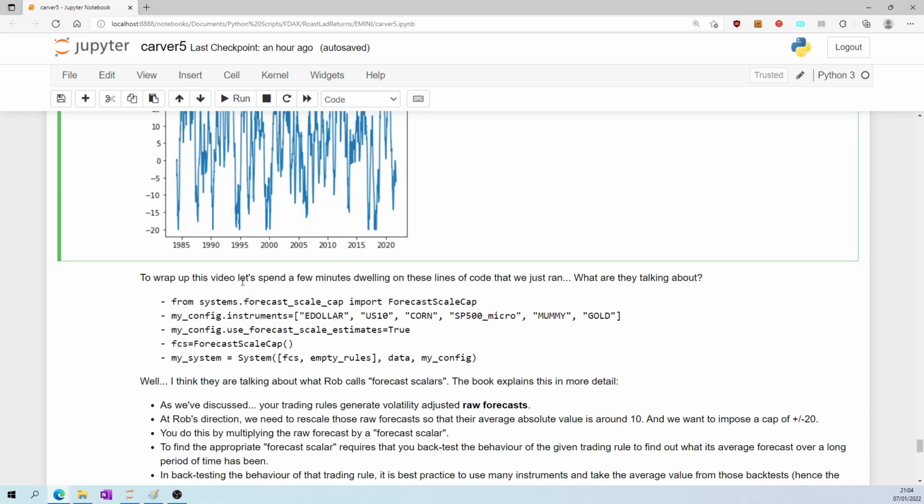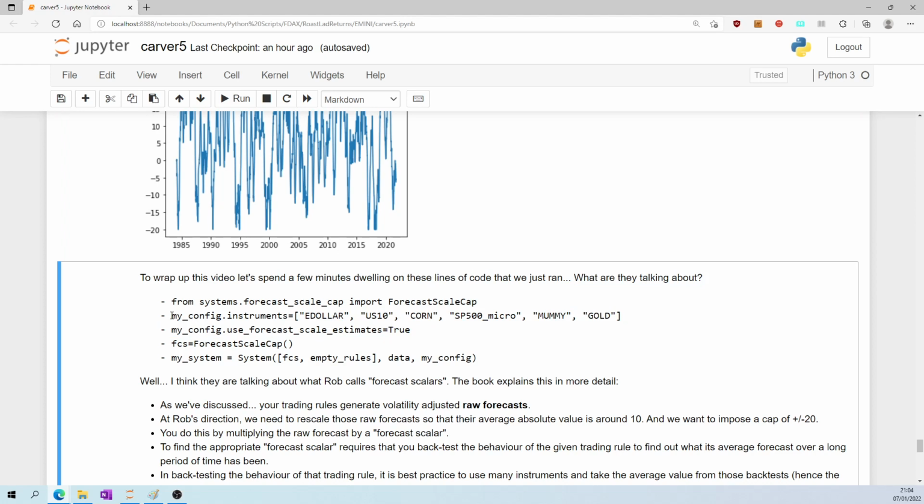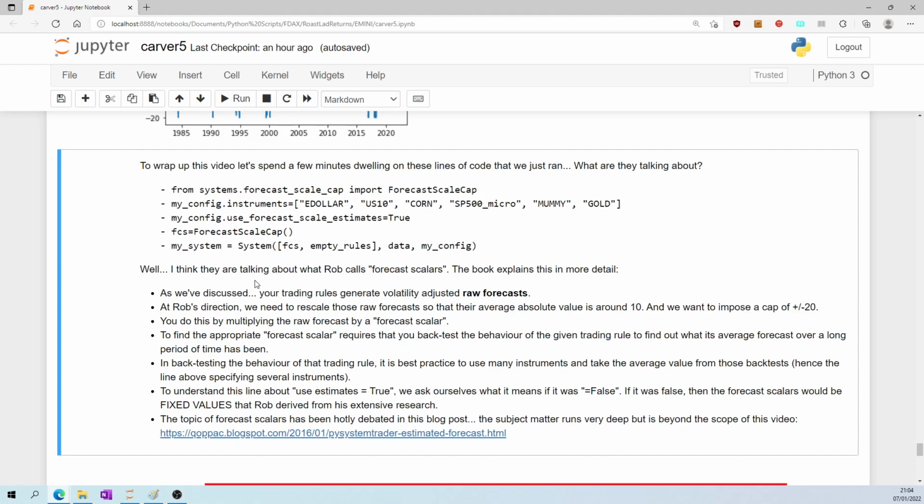To wrap up this video, let's spend a few minutes dwelling on these lines of code that we just ran. What were they actually talking about? These two lines are the weird ones, aren't they? Why have we specified myconfig.instruments is equal to these several instruments? And what's this bit about? Use forecast scale estimates equals true. Well, I think what these lines are talking about is what Rob calls forecast scalars.